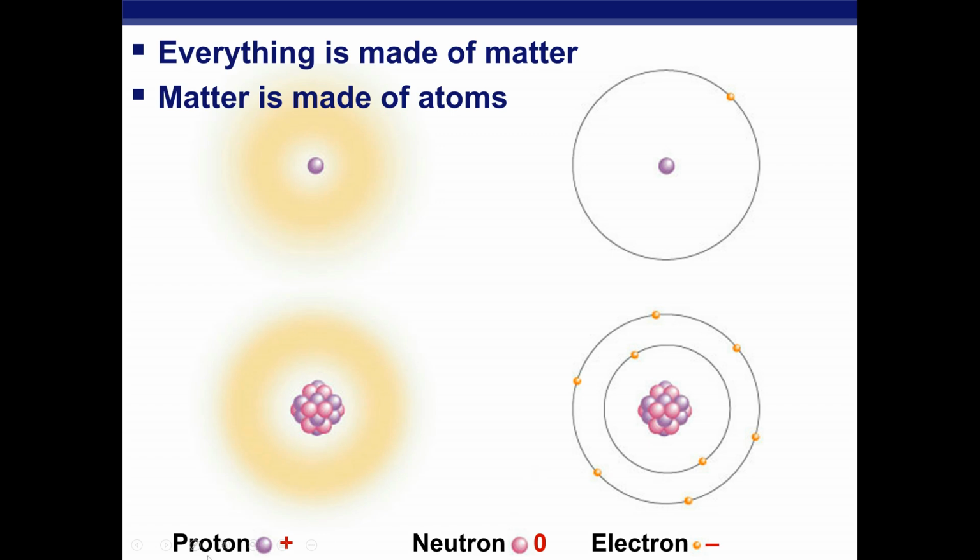And the protons have a positive charge. The neutrons are neutral, or they don't have a charge at all. And the electrons have a negative charge. Protons and neutrons belong in the nucleus of an atom, and the electrons are anywhere in a cloud around the atom. Now, to make this make sense to you, this is a hydrogen.